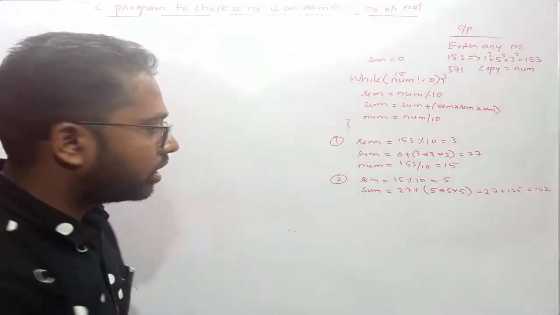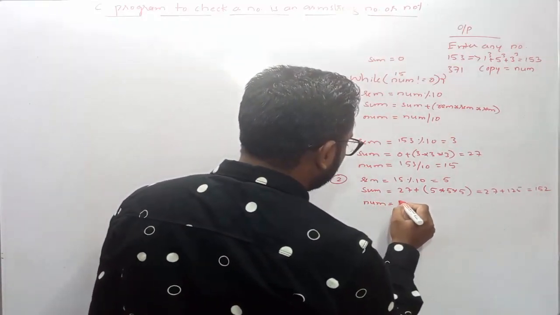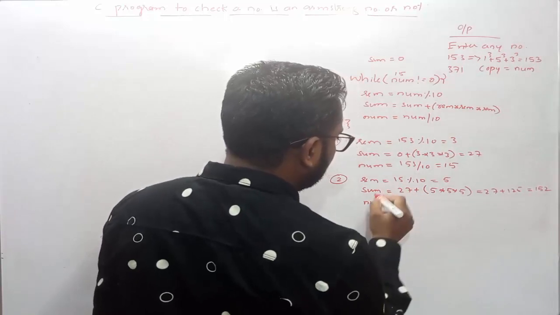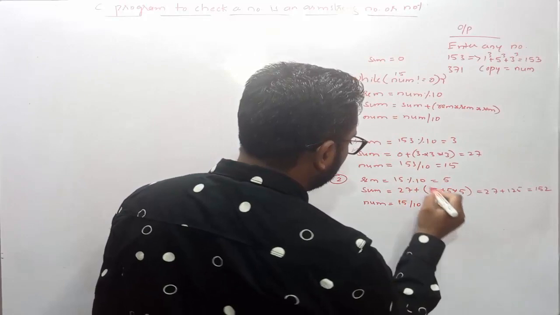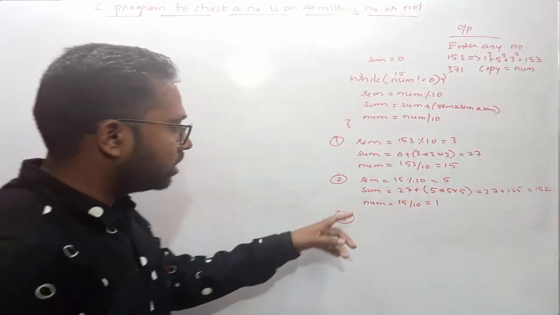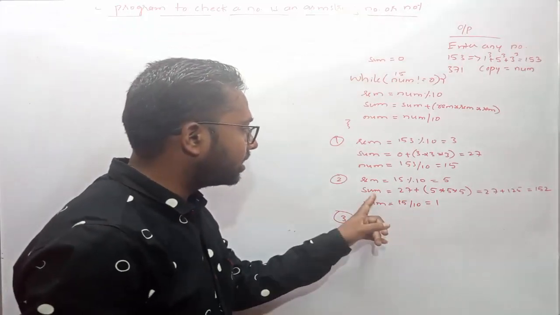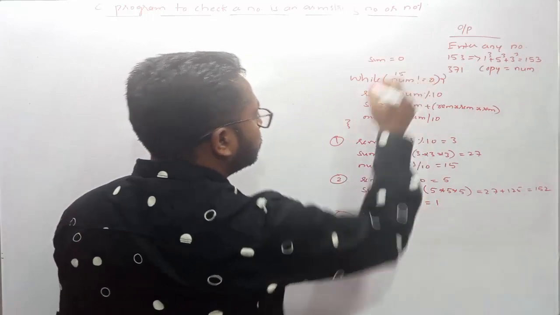152. Okay. Next step. Num equals num by 10. Num is 15. 15 by 10 equals 1. Next, third iteration. Okay, after completing the second iteration, we have got num value as 1 and sum value as 152. Then again this value of 1 gets passed to the while loop.